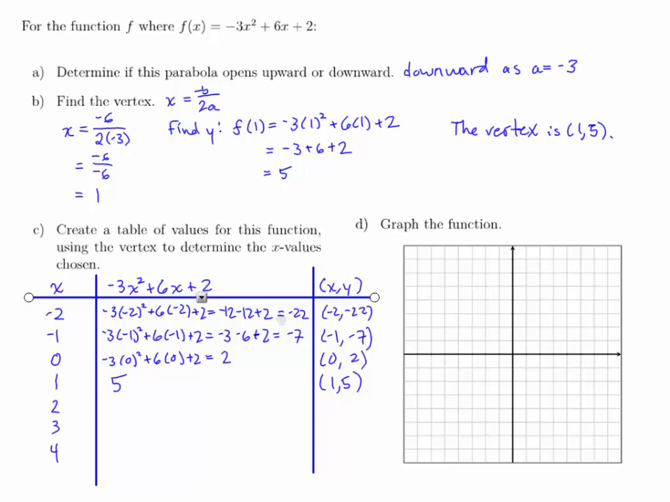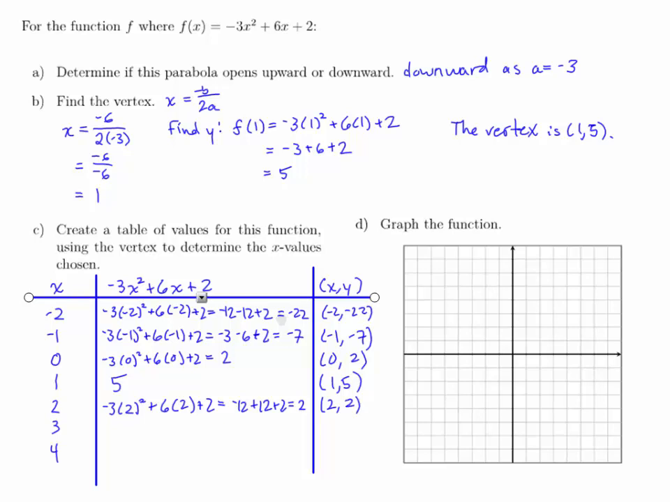Now, at this point, I know that my axis of symmetry passes through the vertex, so I should have symmetry in my table as well as my graph for points on each side and function values on each side of x equals 1. So I'll evaluate the first one, but then I'm going to use symmetry to complete the rest of this table. So if I plug in 2 for x, I'll get negative 3 times 2 squared plus 6 times 2 plus 2, and that's going to equal negative 12 plus 2, which is just 2. So this is going to pass through the point 2 comma 2.